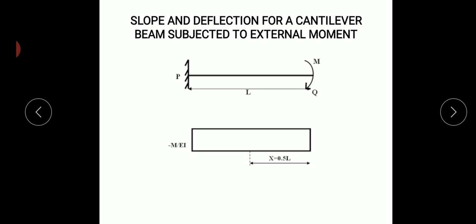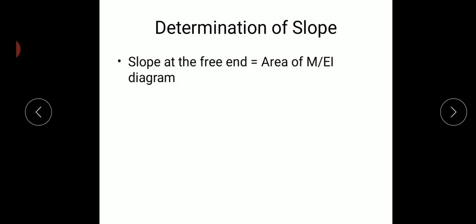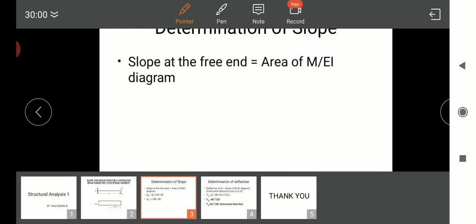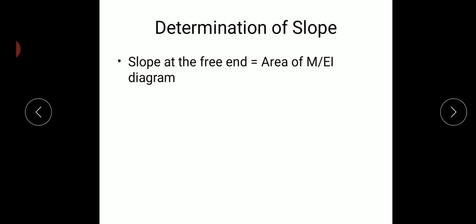Coming to the next concept, the determination of slope. The slope at the free end is equal to the area of the M by EI diagram. Here it is just a rectangle, so the area is length into width. The length is L, and the width or depth is minus M by EI. So L into minus M by EI. Therefore, theta will be equal to minus ML divided by EI.